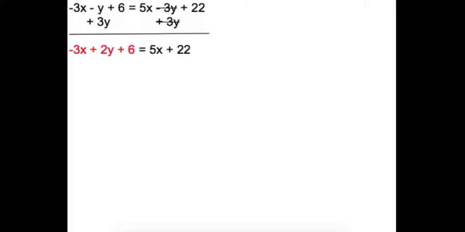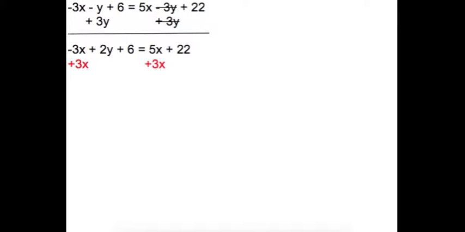To do that, we have to start by getting rid of two terms, negative 3x and positive 6. Let's start by getting rid of negative 3x. To do this, we can add 3x. What we do to one side of the equation, we have to do to the other side.